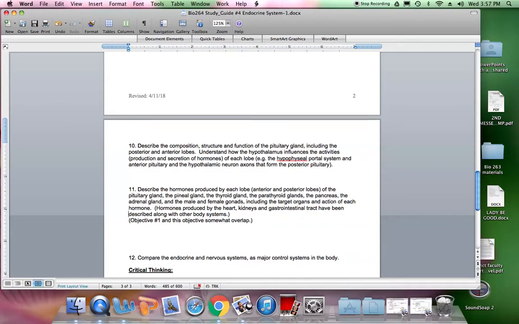These are all discussed from about halfway through Part A of Chapter 16 and then all the way through Part B. All right, so this one overlaps with that first objective.